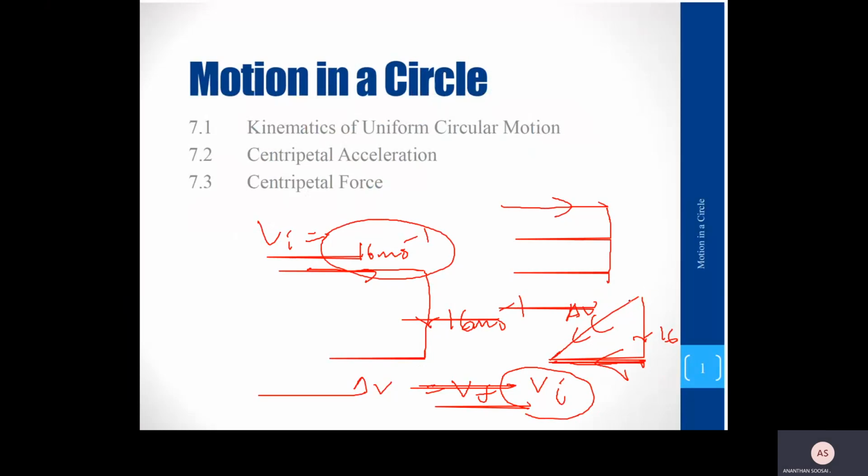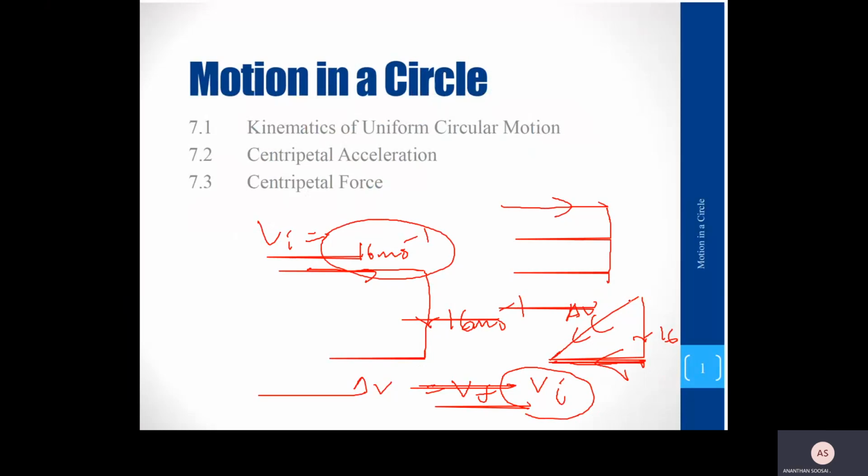If speed is constant, velocity can still change. How can it change? Direction change. So two ways you can change velocity: either you change the magnitude or change the direction. You change direction, velocity changes. When velocity changes, it accelerates. What is acceleration? Rate of change of velocity. If velocity changes, it accelerates.